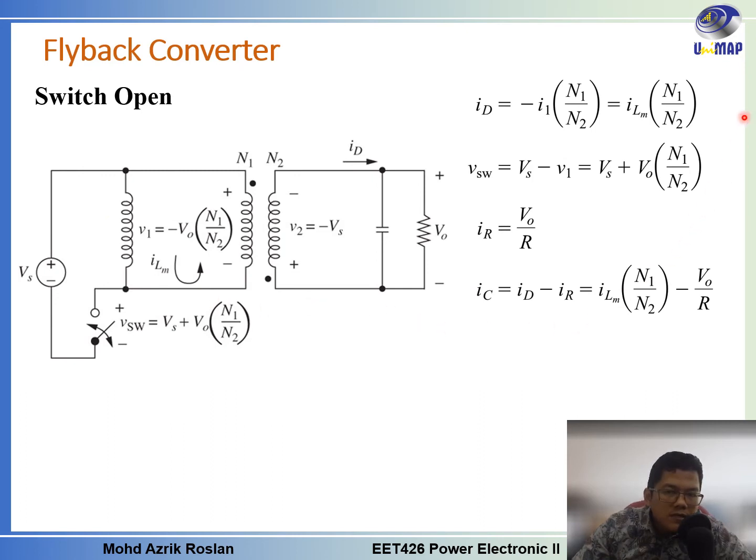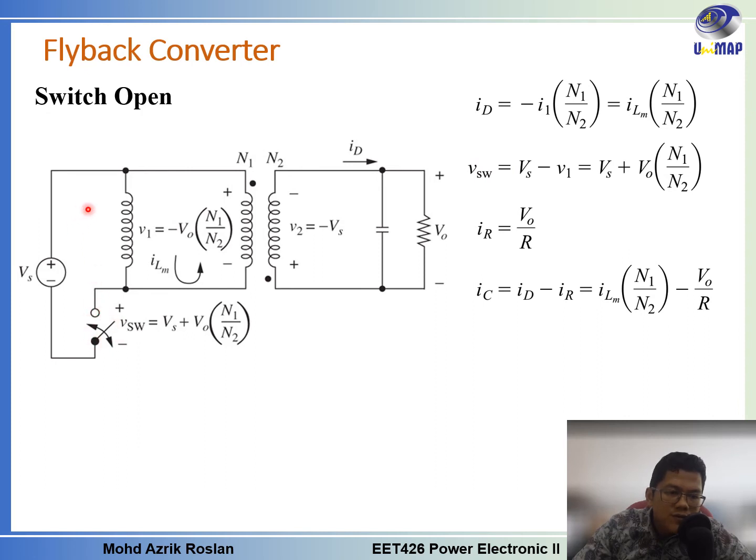Okay, here are other parameters that we can find in the flyback converter when the switch is open. Here we have the ID, the current across the diode, which will be equal to the ILM, the current that flows through the primary side here, multiplied by N1 over N2. So it relates to the transformer equation. And then we have the V switch, the voltage across the switch here.